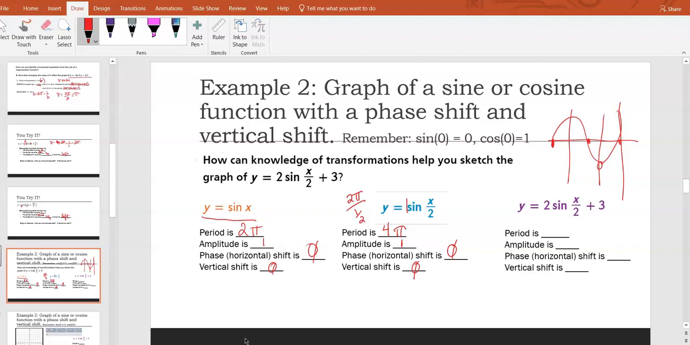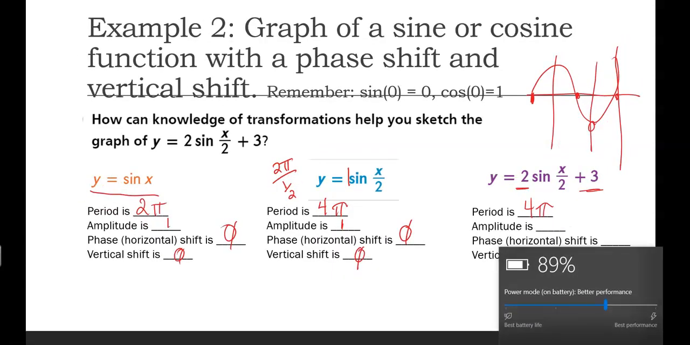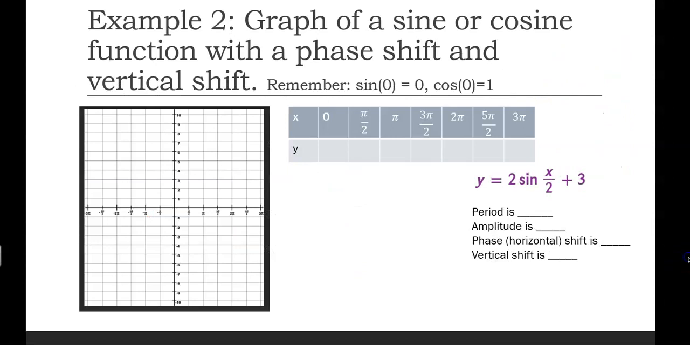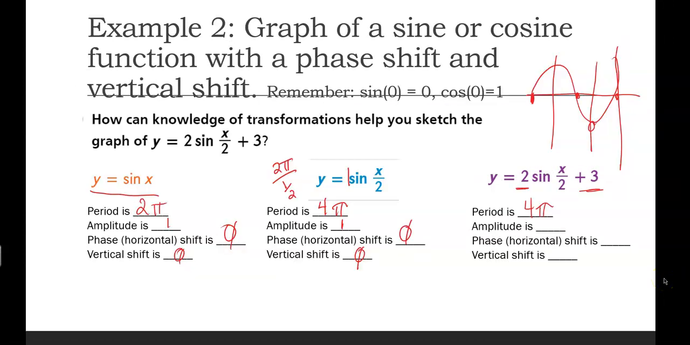Now this looks almost the same, except the amplitude, and then, oh wait, I changed this and this. So the period would be the same though, because I'm still dividing by 2, so I multiply by 2 and I get 4 pi. The amplitude is 2.